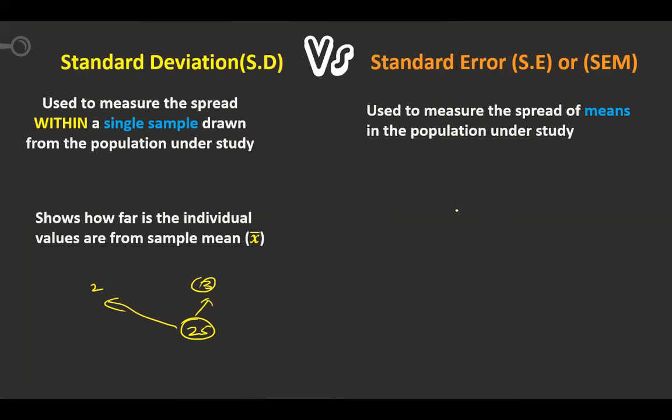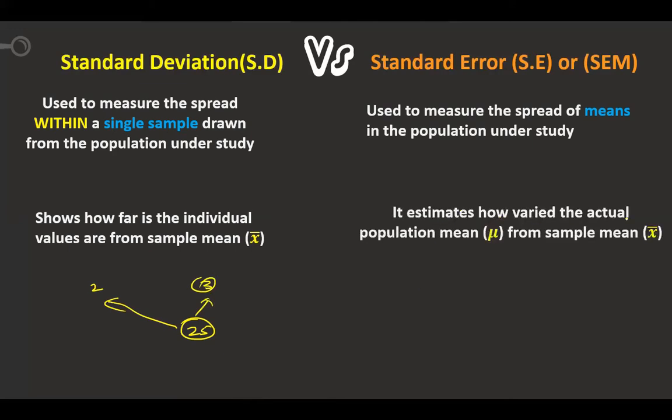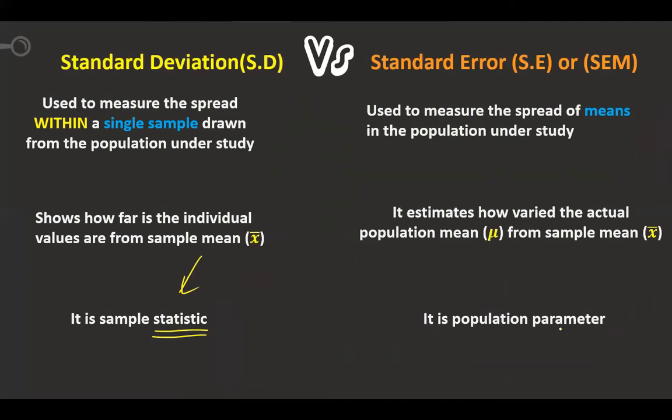Now here, it estimates how much the sample mean varies from the actual population mean. So this is the population mean, this is the sample mean. How much is the variation between these two? That also will be measured by standard error. This is the second point, you have to note it down. Standard deviation is a sample statistic. Now the standard error is the population parameter because it is coming from the population. These two things you have to remember.